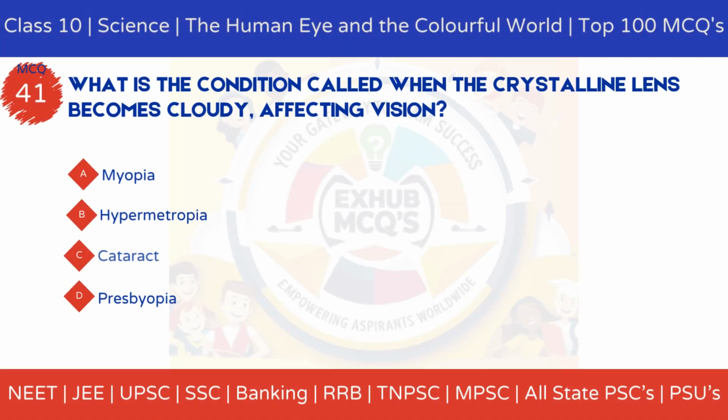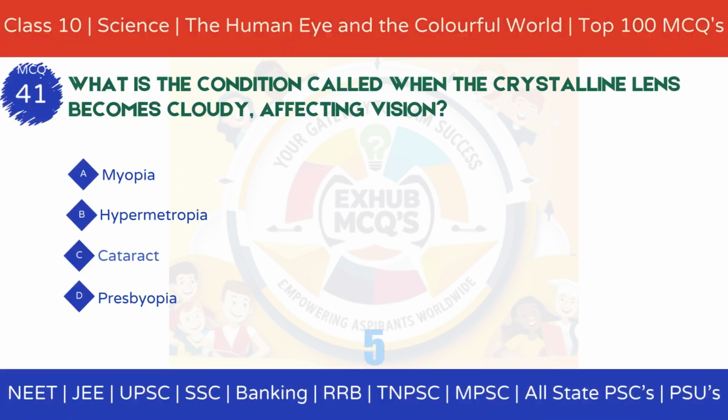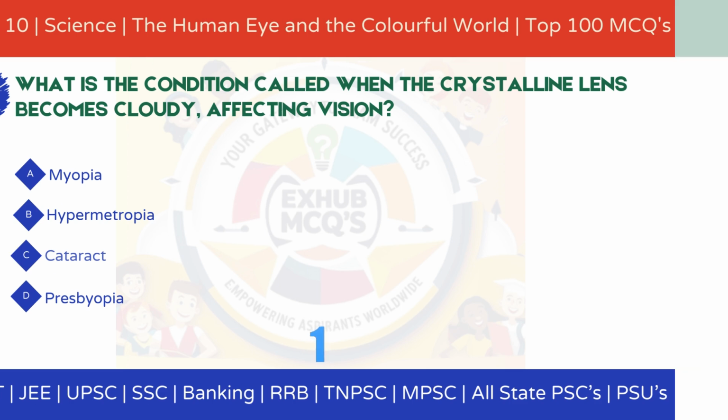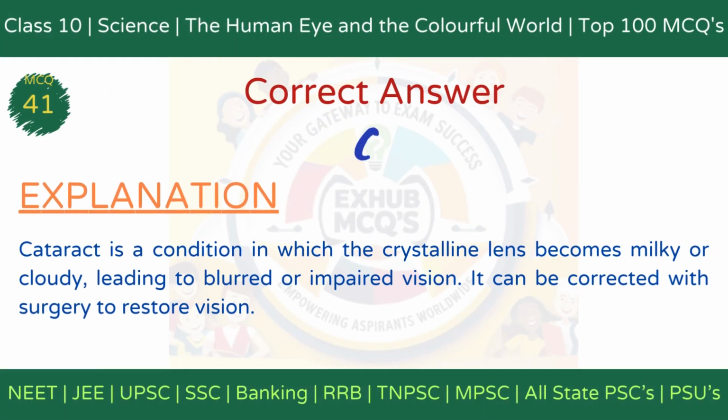MCQ 41. What is the condition called when the crystalline lens becomes cloudy, affecting vision? Option A, myopia. Option B, hypermetropia. Option C, cataract. Option D, presbyopia. The correct answer is option C, cataract.